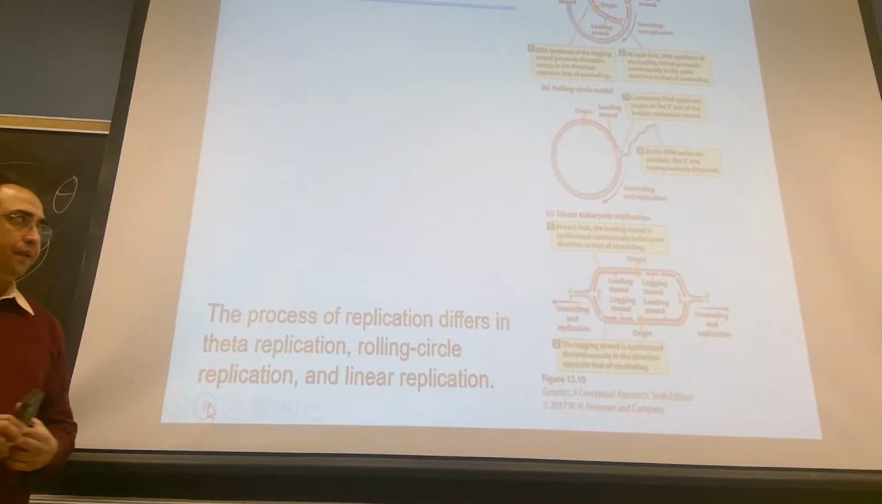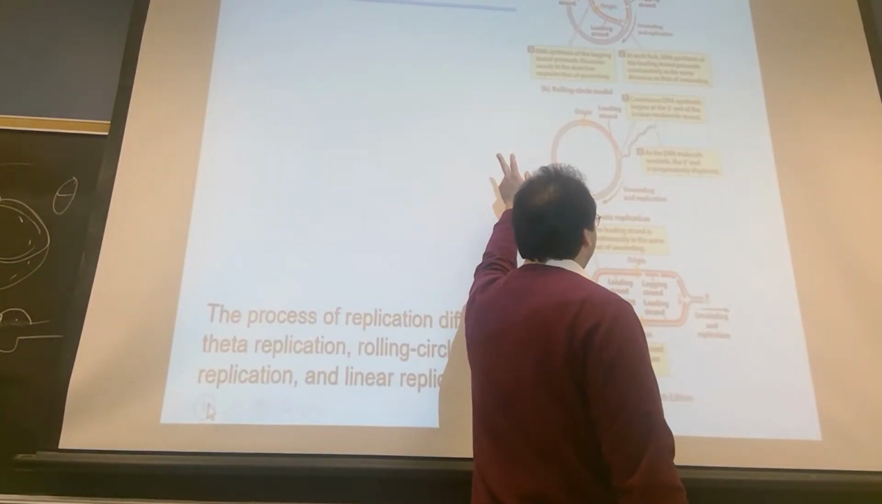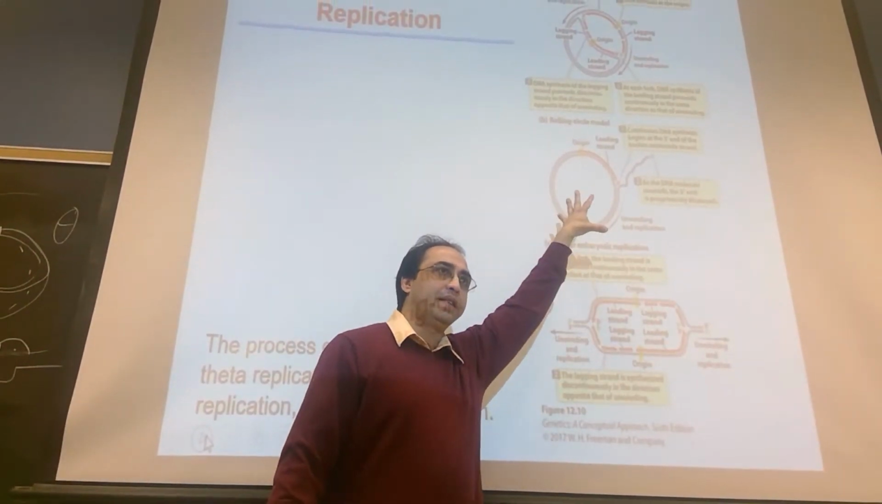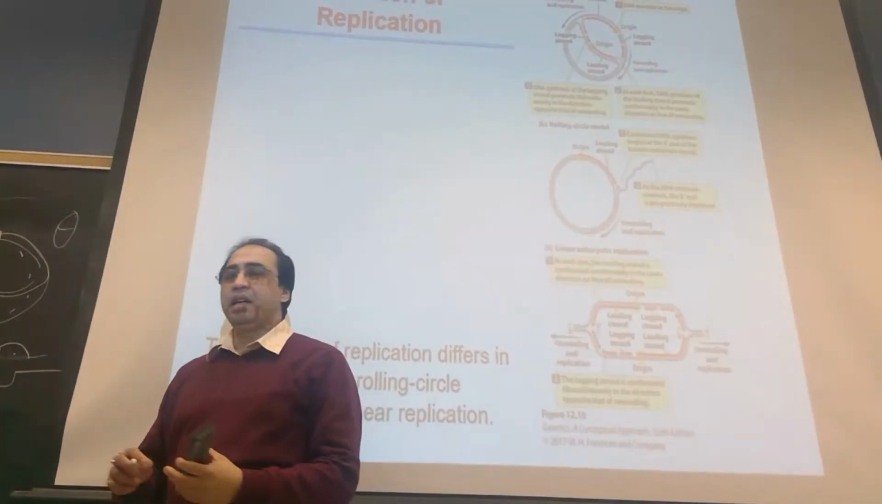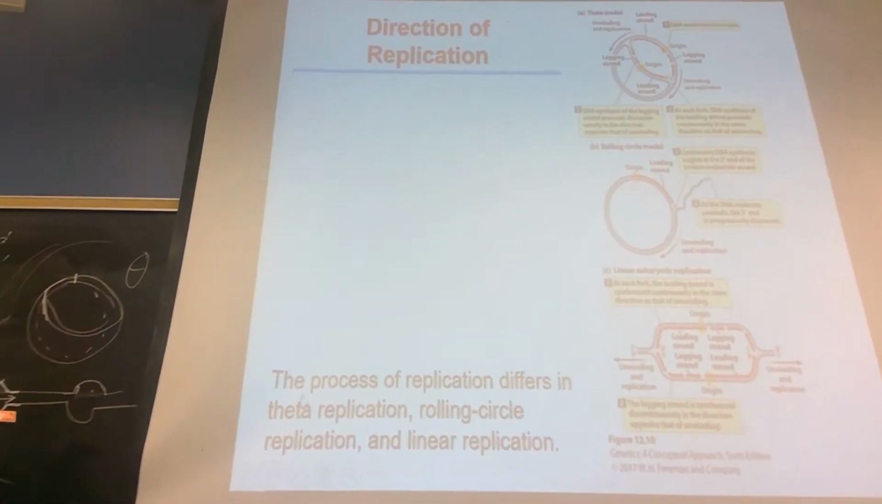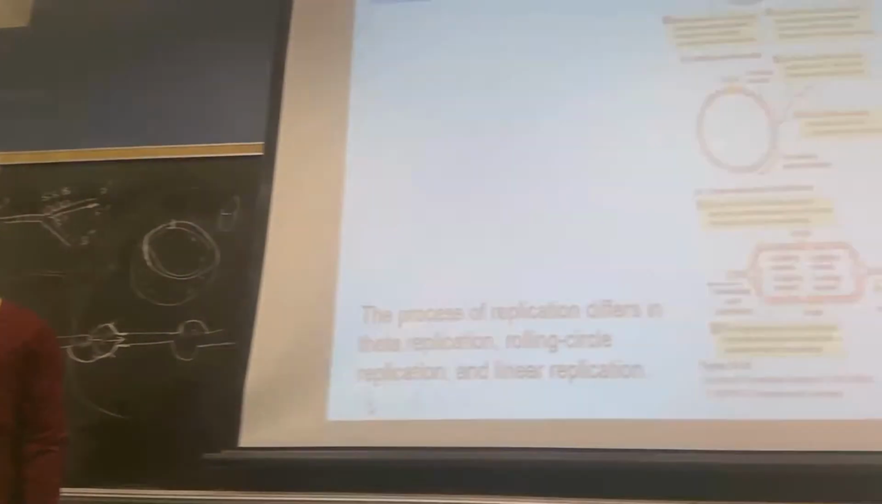But in actuality, the direction is always the same. In the case of the rolling circle model or other things, they have different kinds of patterns, but the direction is always the same. That is the 5' to 3' new DNA synthesis.